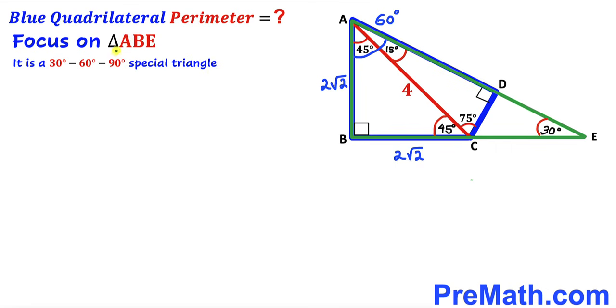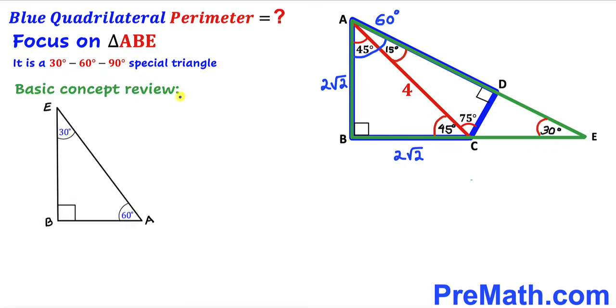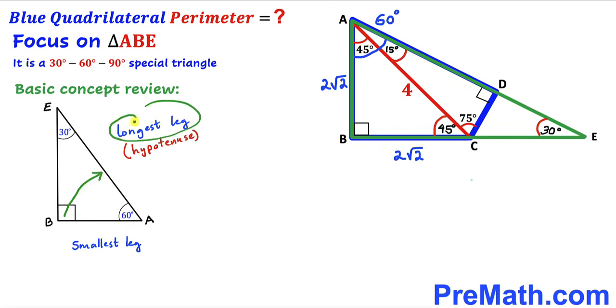So therefore, we conclude that this right triangle ABE is our special 30, 60, 90 triangle. Before we proceed any further, let me just go over the basic review and let's focus on this special 30, 60, 90 triangle ABE. And we can see this 30 degrees is our smallest angle, whereas this angle 90 degrees is our largest angle. So therefore, the side opposite to this smallest angle is going to be our smallest leg, whereas the side opposite to our largest angle is going to be our longest leg, and that is also called the hypotenuse.